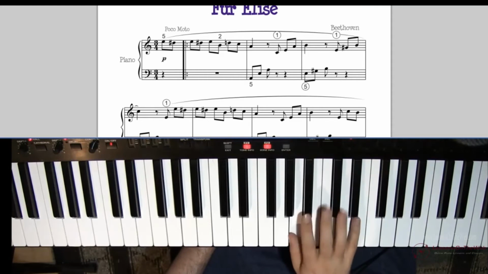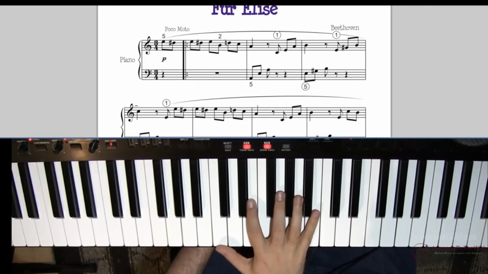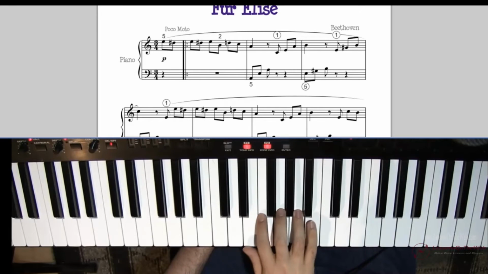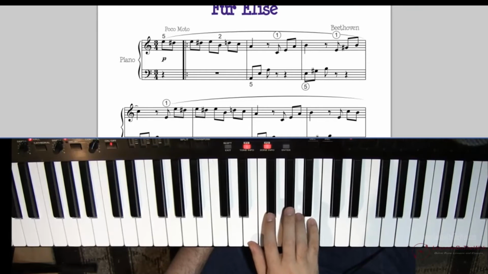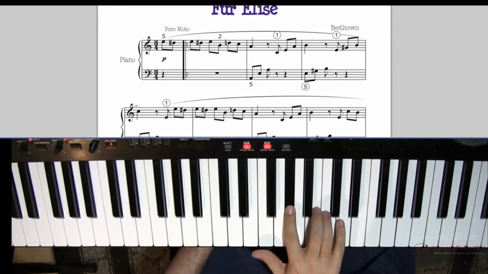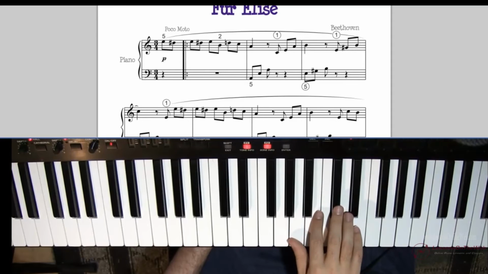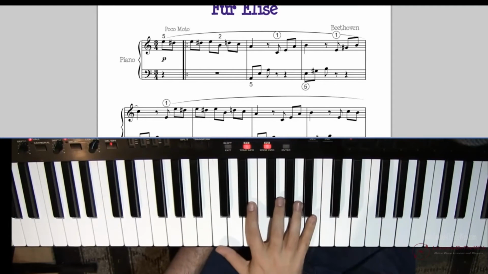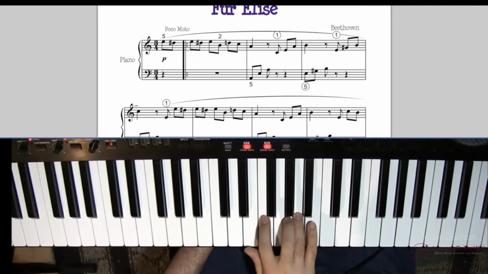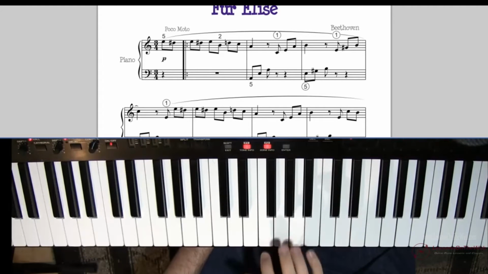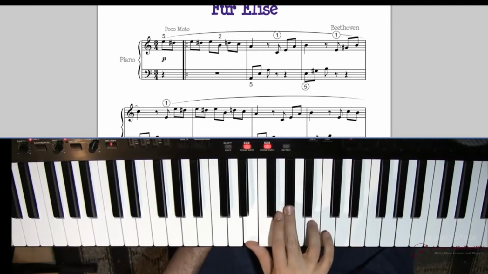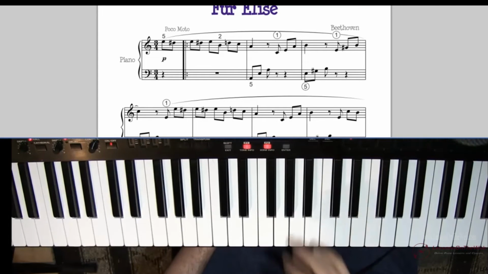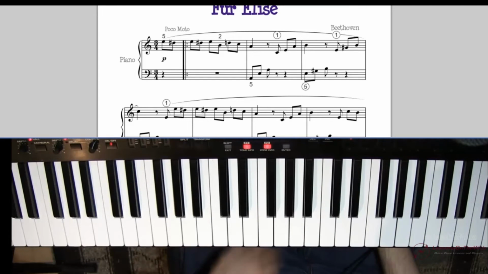and 1 and 2 and 3 and 1 and 2 and 3 and, so once again it's 3 and 1 and 2 and 3 and 1 and 2 and 3 and 1 and 2 and 3 and, sorry I missed that little bit there. So that's the right hand, pretty easy, not too bad.